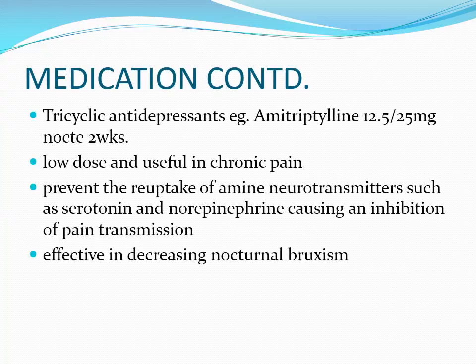Tricyclic antidepressants can be given to those who are undergoing psychological problems. Amitriptyline 12.5 mg, 25 mg for 2 weeks. A low dose is usually used in chronic pain. The function of amitriptyline is to prevent the reuptake of amine neurotransmitters such as serotonin and norepinephrine, causing an inhibition of pain transmission. As a result, the patient does not feel pain, and it is effective in decreasing nocturnal bruxism.